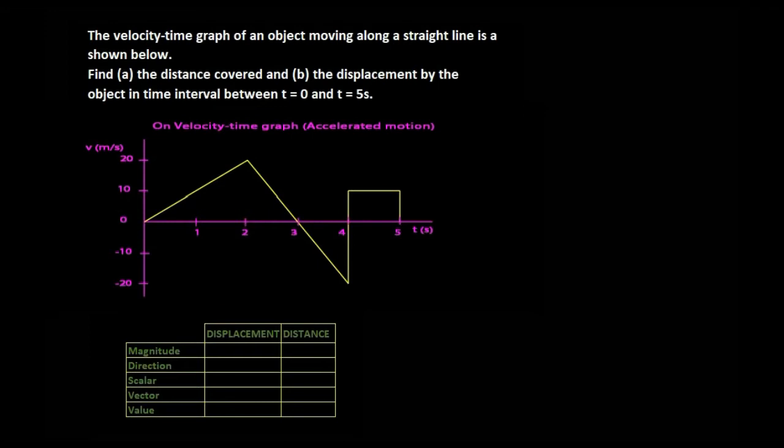Now let us first understand the difference between displacement and distance. Let us look at the properties of displacement and distance. Displacement has got magnitude. Distance has got magnitude. Displacement has got direction. Distance has got no direction. It can go any direction.